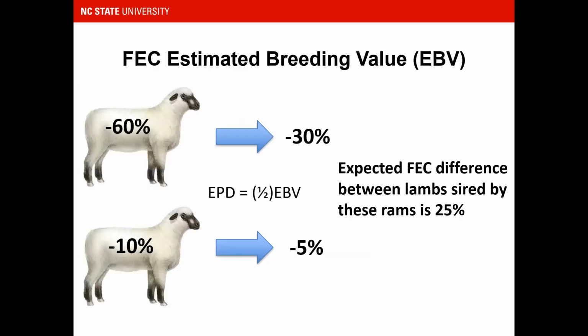So for example, we have these two individuals. One has a fecal egg count EBV of -60. The other has a fecal egg count EBV of -10. Now, an individual passes half of their genetic information to their progeny. So you have to take that EBV and divide it by 2 to get the expected progeny difference. And so for the top ram, we'd expect his progeny to be around -30%, where the bottom ram would be around -5%. So in the progeny, the expected difference in fecal egg count between progeny of these two rams would be somewhere around 25%.